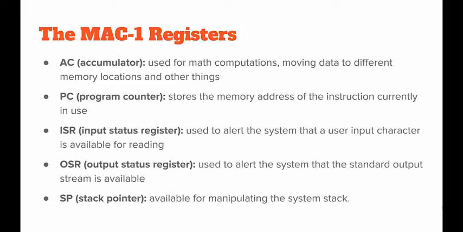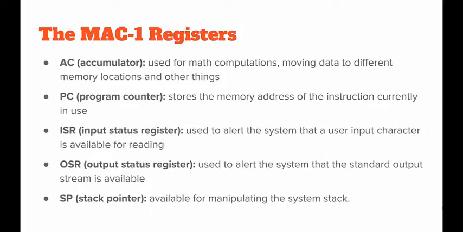Here are the 5 registers. Of these 5, the first 2 are the ones we're going to use the most. The accumulator, or the AC register, is used for math computations. It's also used indirectly to move data to different memory locations and other things. The program counter, or the PC register, stores the memory address of the instruction currently in use. Remember that a stored program computer means that when you run a program, its instructions are loaded into main memory, and then the CPU executes those instructions one instruction at a time.